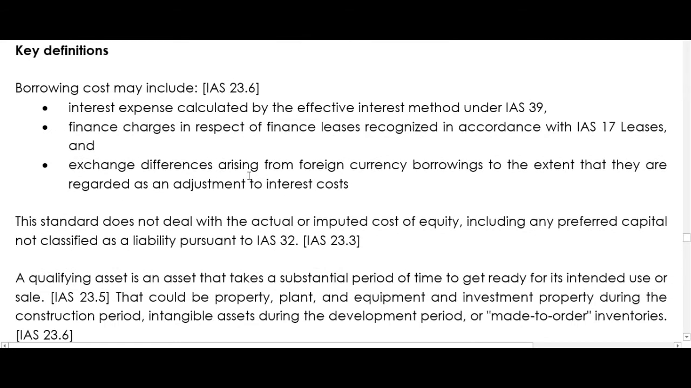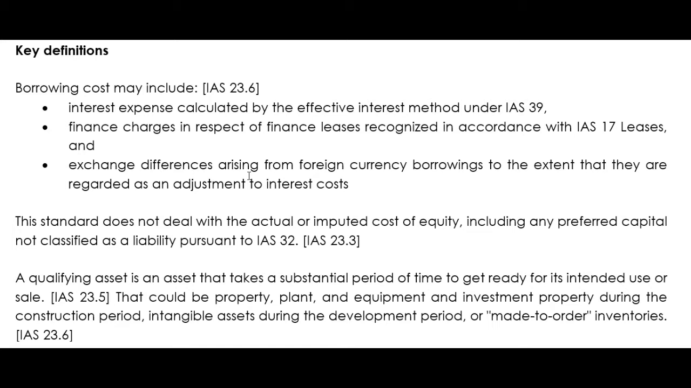So we go first to the key definitions of our standard. First will be borrowing cost. Borrowing costs are items of interest that will include the items provided here. First will be interest expense calculated by the effective interest method under IAS 39. This is actually an old standard, but basically this pertains to your effective interest method, the same that we are learning in financial instruments. So basically, it pertains to the effective interest associated with a borrowing.